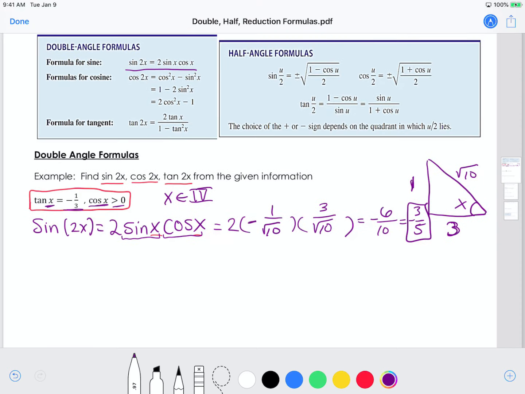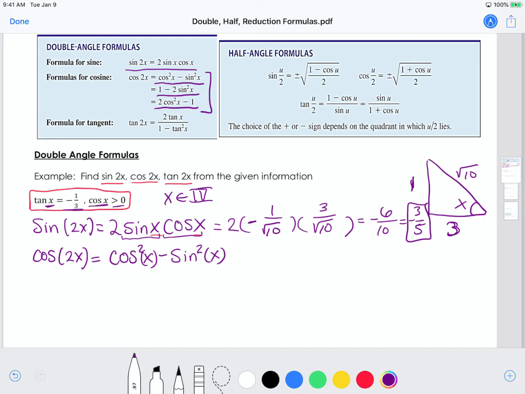Okay, now let's look at doing cosine of 2x. Cosine of 2x has 3 different equations you can use. Here are the 3 right here. It doesn't matter which one you use, you should still come up with the same answer. However, there may be times where one is easier than the others, depending on the situation, but you can use any of them. I'm just going to stick with the first one. I'm going to use cosine squared x minus sine squared x.